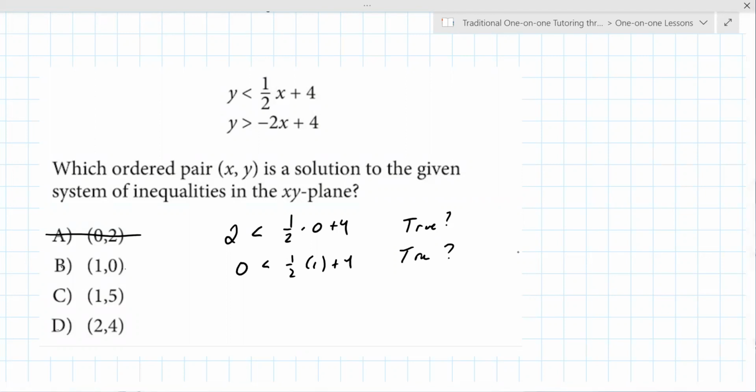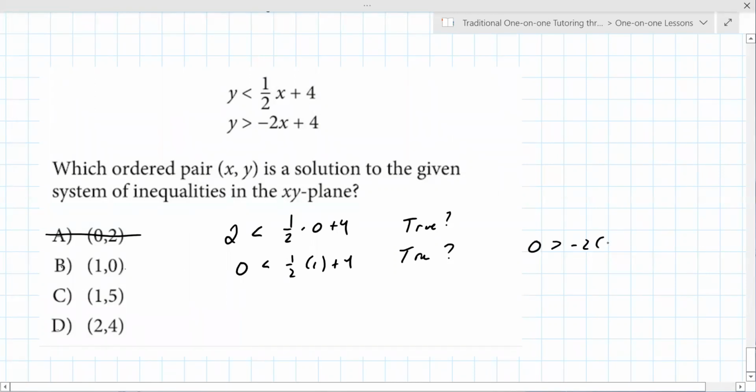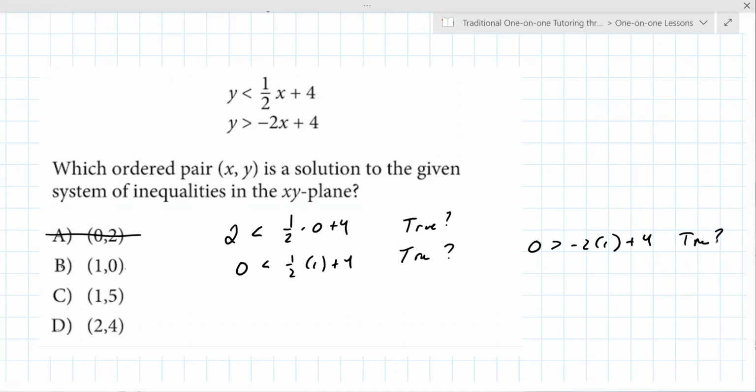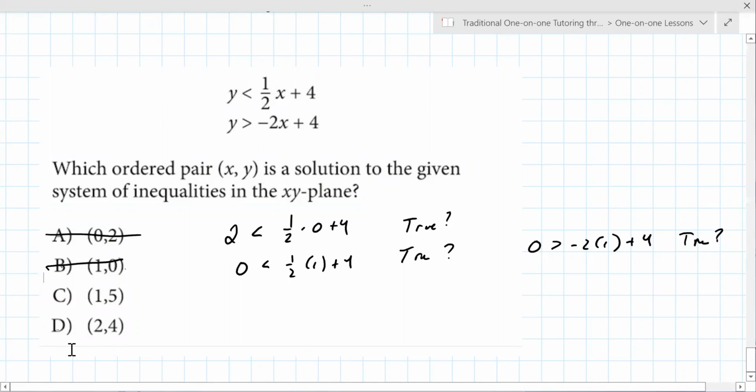Yes, that is true. So we go on to the second equation: is 0 greater than -2 times 1 plus 4? No, that's not true. So that point is out. The nice thing now, and I know you got an extra answer here, is that if C does not work, you automatically know it's D. You don't have to keep doing it.